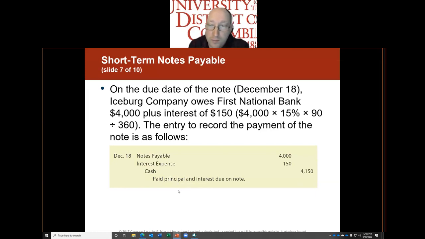Then, of course, we're going to pay that loan back to the bank plus interest. We're going to debit the principal balance, notes payable, $4,000. We're going to debit interest expense, $150. The $150 came from the interest over those 90 days: $4,000 times 15% times the 90 days divided by 360 days to get $150. And we credit our cash to reduce our cash by $4,150 to represent the principal plus the interest that we paid for the loan.